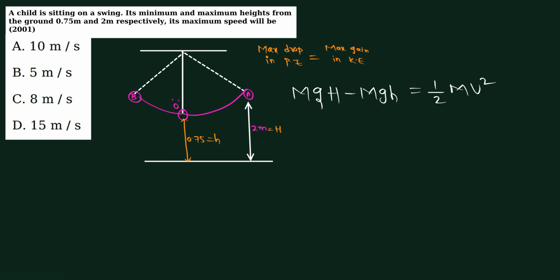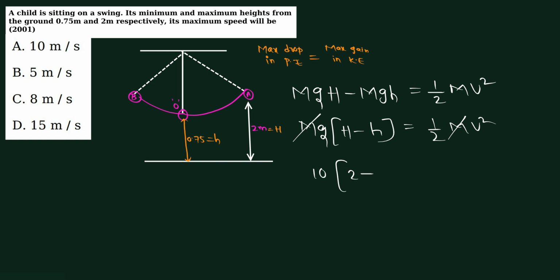Now you just substitute the values here. mg you take common from these two terms, so mg times (H minus h) equals half mv square. Both sides m gets cancelled. What is the capital H value we have assumed here? 2 meter, minus small h value, which is 0.75. Very good. This is equal to half V square. 2 minus 0.75 is 1.25, so 1.25 equals v square by 2.